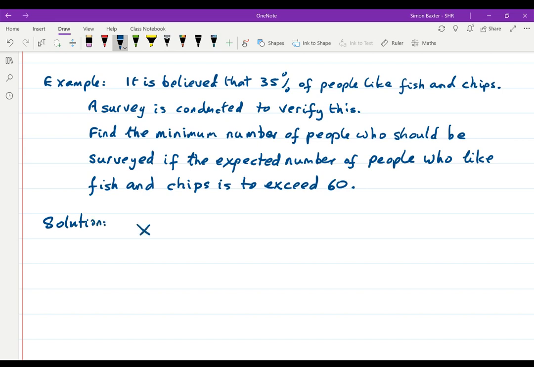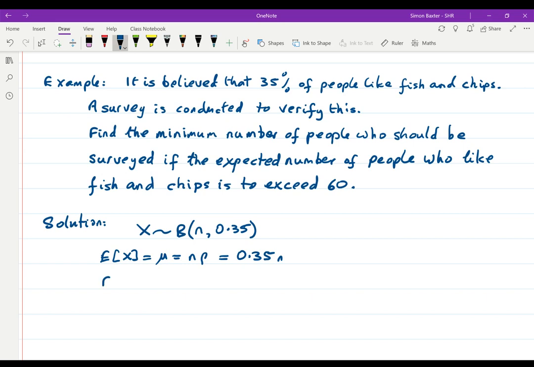If x is the number of people who like fish and chips, then x satisfies a binomial distribution, but in this case we don't know the number, so we have to put n. But we do know that the probability of liking fish and chips is 0.35. The expected mean is mu is np is 0.35n.